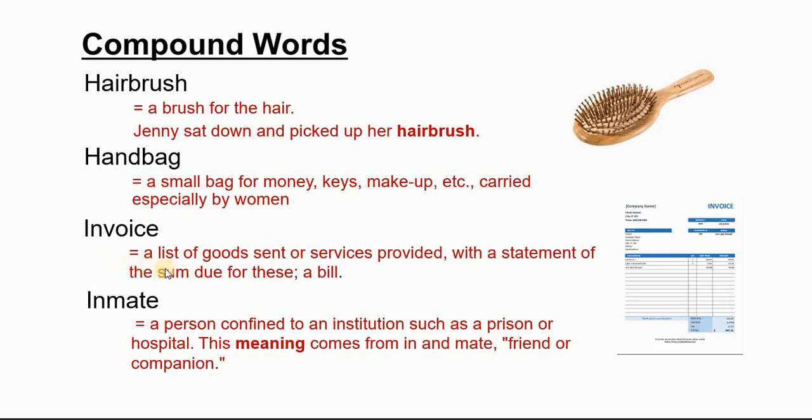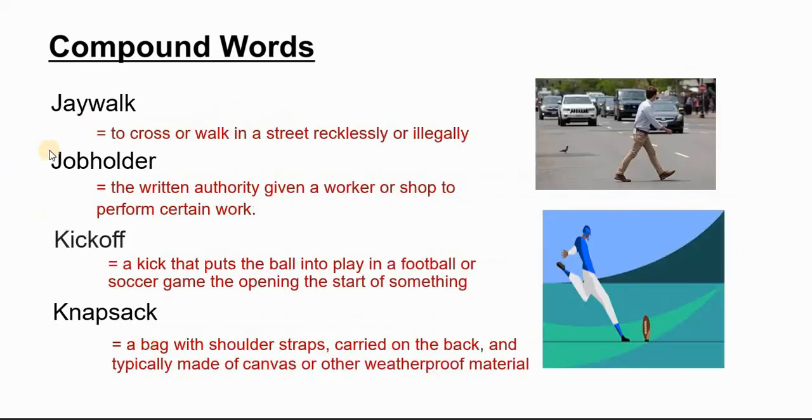Invoice. It is a list of goods sent or services provided with a statement of the sum due for this, or it is a bill. Inmate. A person confined to an institution such as a prison or hospital. This meaning comes from in and mate, which means friend or companion. Jaywalk. To cross or walk in a street recklessly or illegally.